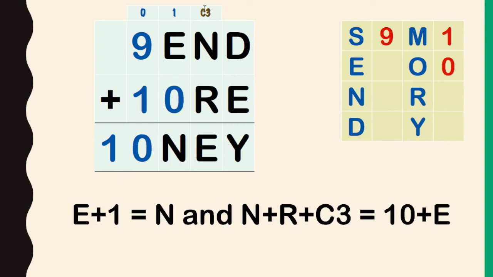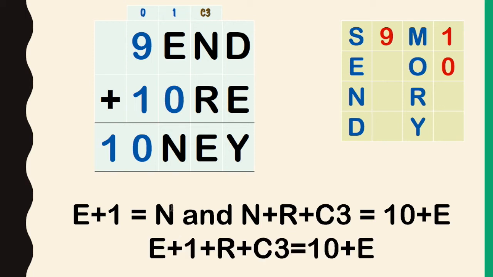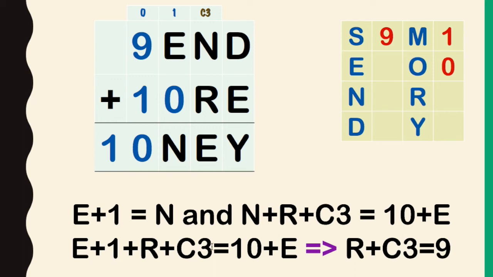If we now look at this here, we get n plus r plus C3 is equal to 10 plus E. There is a carry here. Now if we put the value of n, we know n is equal to E plus 1. So I have just put the value of n here. So we get E plus 1 plus r plus C3 is equal to 10 plus E. Now E gets cancelled off, and we get r plus C3 is equal to 9. So this is what we get, r plus C3 is equal to 9.